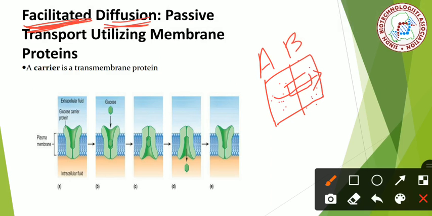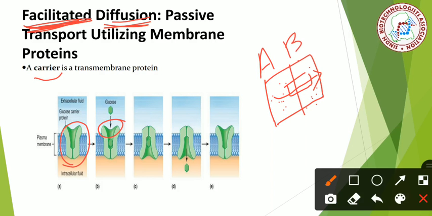And here we have the carrier, which is a transmembrane protein. I want to discuss the carrier later, but I want to discuss this picture right now. Here we can see that a protein is attached to the cell membrane. Here the glucose is attached there.